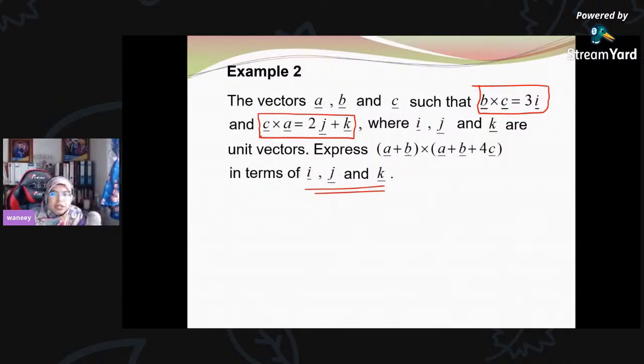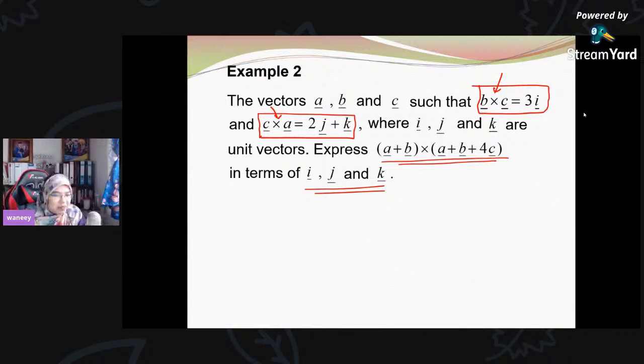Okay, so what you need to do is that we have to start from A plus B cross with A plus B plus 4C. So we're going to start from here, and then somehow we need to obtain B cross C as well as C cross A, because that is the only thing that we know the value of. Okay, so perhaps let me give you a few minutes for you to try first, and then let us see whether you get them right or not.